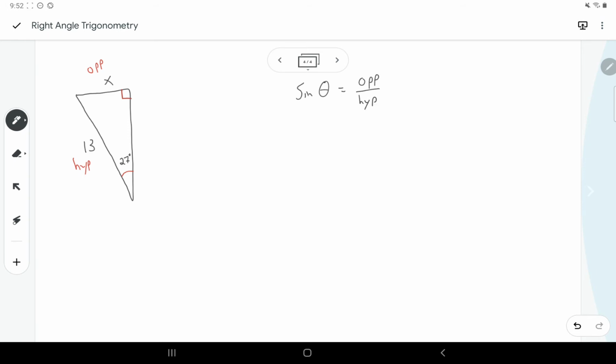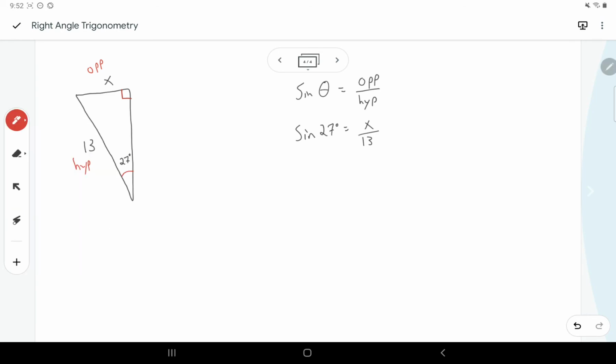Okay, and then we just start filling in the things that we know. So sine of 27 degrees equals x over 13. And again, that's just taken from these over here. Okay, so now we have it set up. We've got x. We just need to find x on its own.